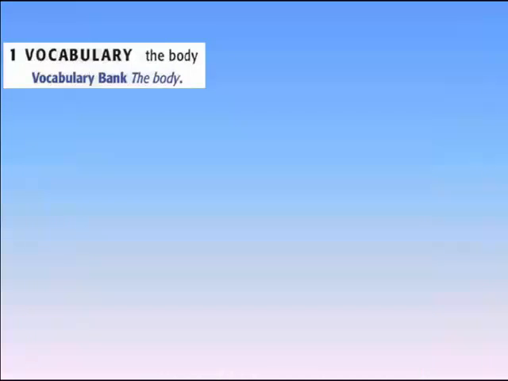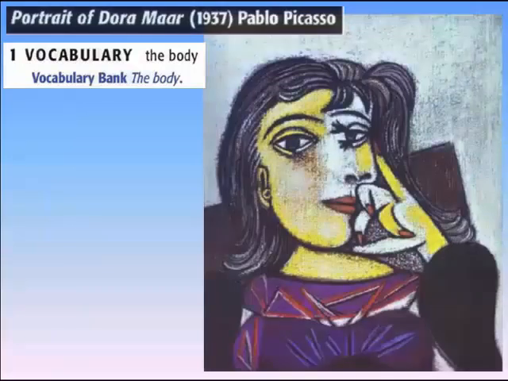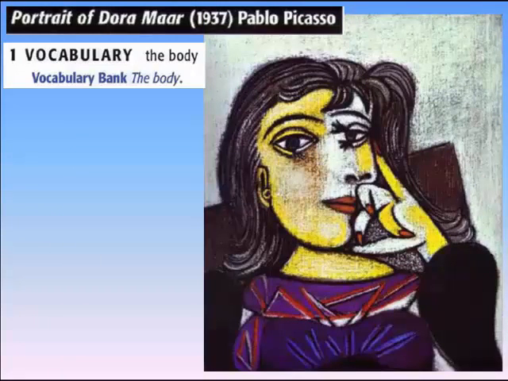Okay, let's start with our vocabulary of the body. The book selects this image to talk about the body. It is a painting by Pablo Picasso called Portrait of Dora Maar, and it was painted in 1937. As you can see, Dora Maar has some black hair. Here is her black hair. We can see one ear, we cannot see the other. She has two eyes.